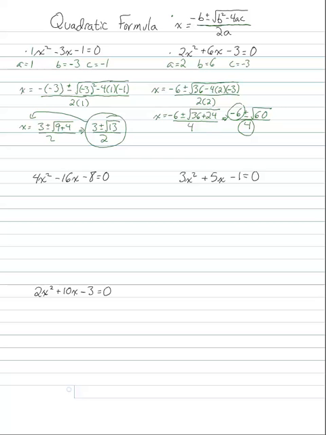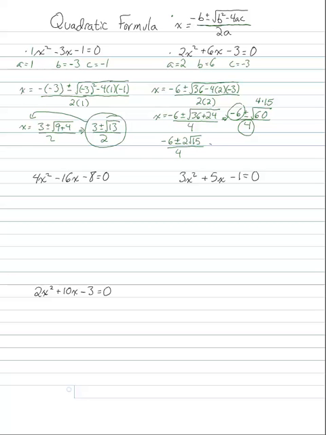So let's look at my radical instead and see if I can simplify it. 60 I could rewrite as 4 times 15. So I could simplify 60. Let me recopy. Negative 6 plus or minus the square root of 4, which is 2, times the square root of 15, over 4. So negative 6 plus or minus 2 square root of 15 over 4.